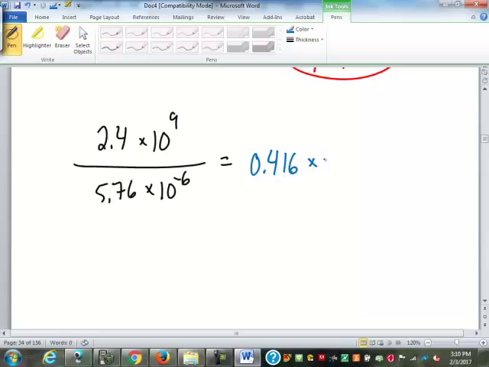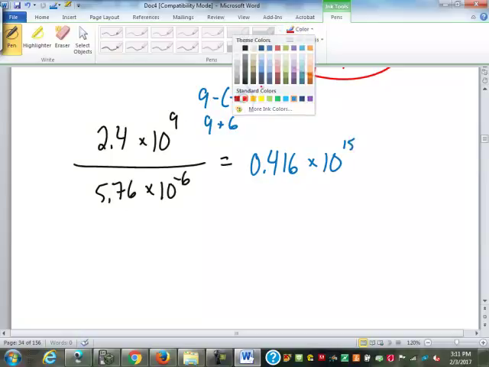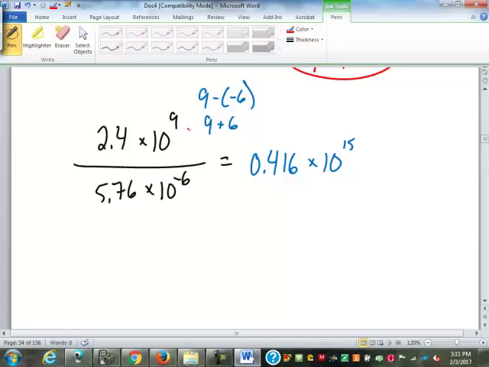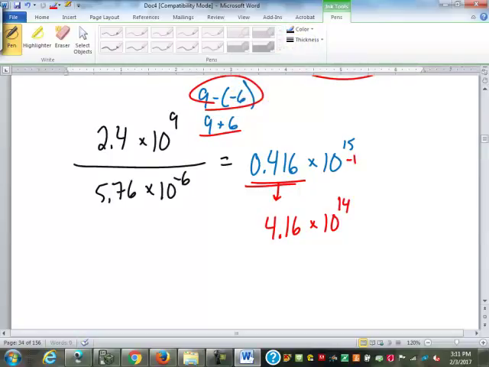0.416 times 10 to the, what is 9 minus a negative 6? It's 15. Good. Subtracting a negative makes it plus a positive. Yep. So then this becomes 4.16 times 10 to the 14. Good. This number got larger, so this has to get smaller. 10 to the 14.